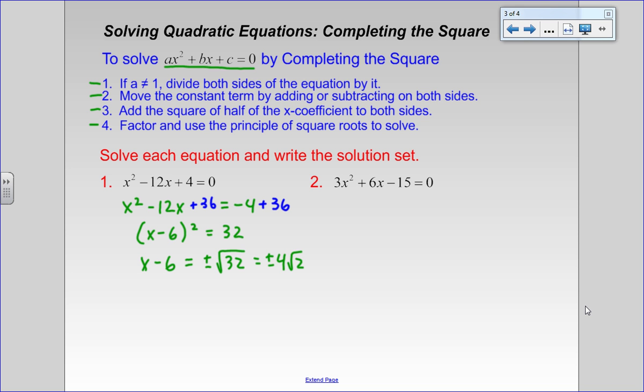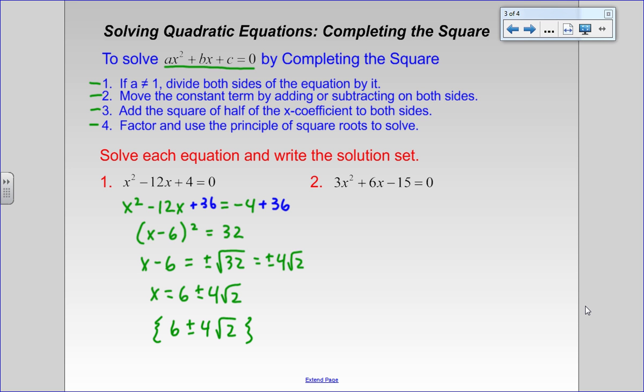Finally, to isolate x, we add 6 on both sides, and we have 2 solutions to the quadratic equation. 6 plus 4 times the square root of 2 is a solution, and 6 minus 4 times the square root of 2 is a solution. We can write both of those solutions in the shorthand notation, 6 plus or minus 4 times the square root of 2 in our solution set.